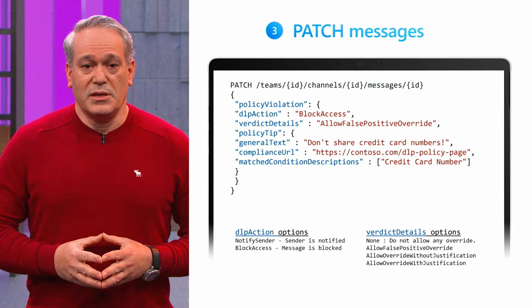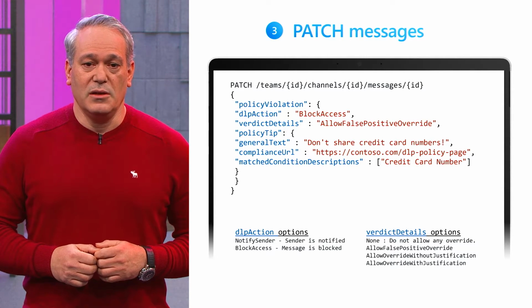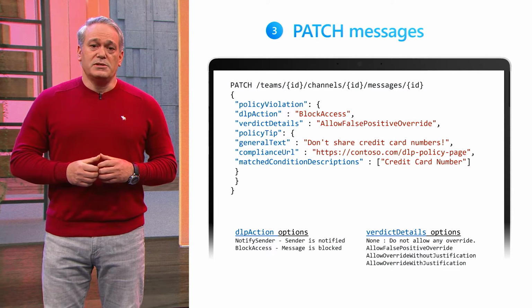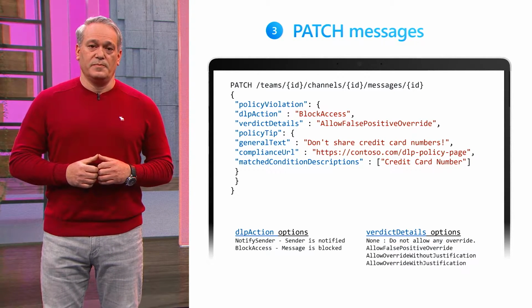Verbose details options can be leveraged to allow users to provide a false positive override of the DLP action, with or without justification to your admin. There are a couple of customization fields you can use to pass policy tips information to educate end users on why a message is being blocked.